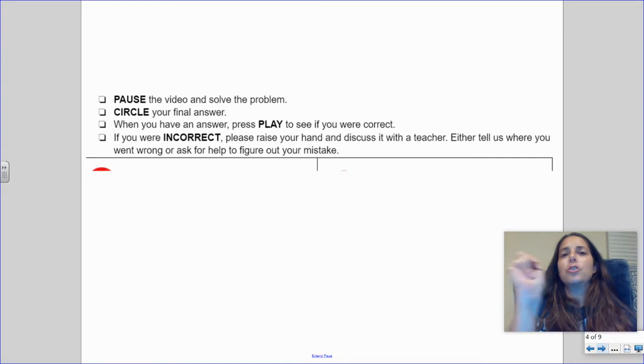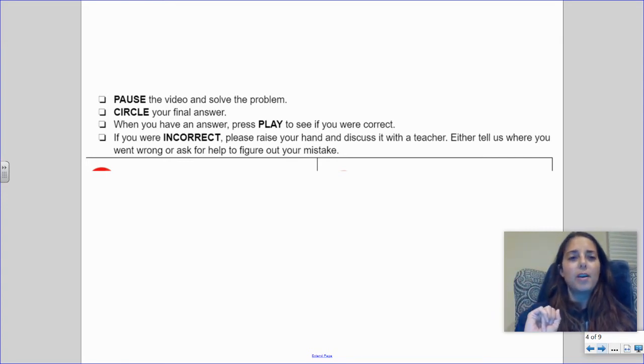When you get your final answer, circle it, because there are a lot of little partial answers, parts of answers, along the way sometimes. So we want to make sure you're circling your final answer. And when you think you have that final answer, you can estimate if you want to see if your answer makes sense. But if not, you're going to go ahead and push play, and I'm going to go over the example. And if you got it right, then you can go ahead and try the next one.